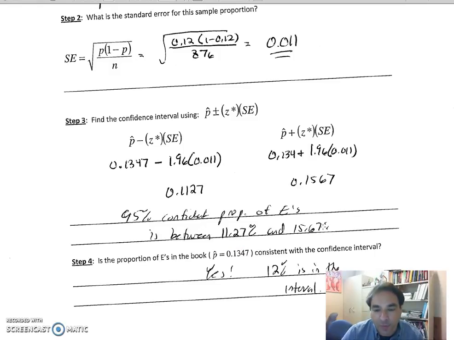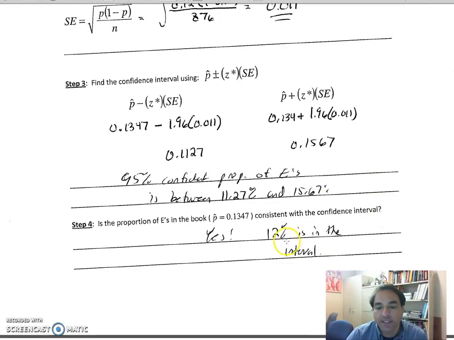Now again, it's a little bit of a weird problem, but something we can do with this problem is that we know that p is 12%, and we can ask, does 12% fall inside this interval? And yes, it does. So again, not my favorite problem because it's a little confusing, because I'm telling you to estimate p given p hat, and this one gives you both. But that does give you another example.